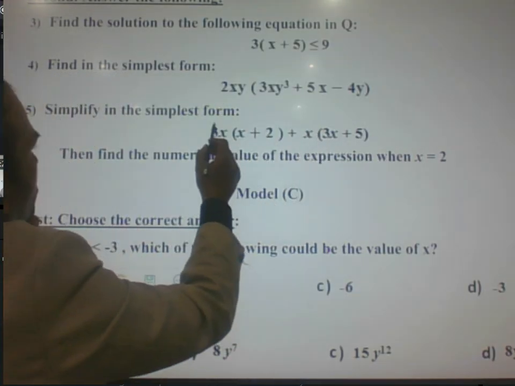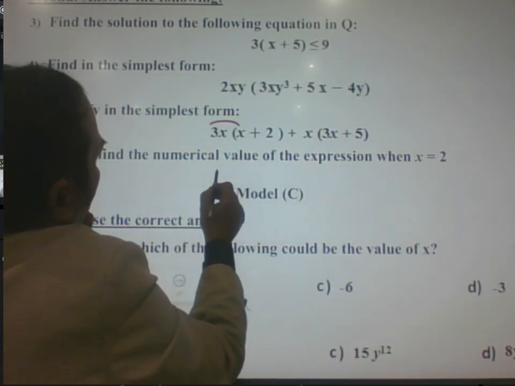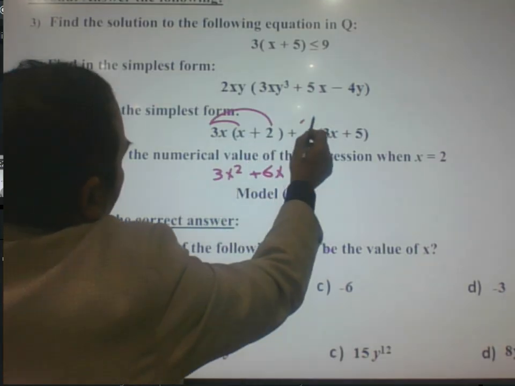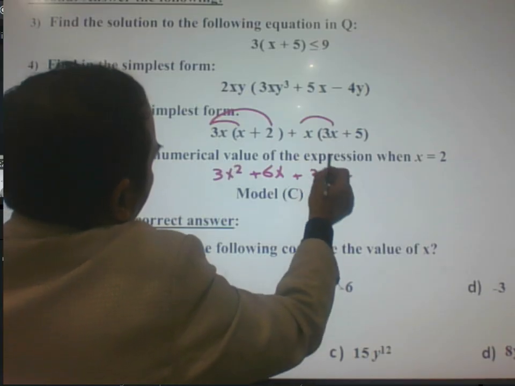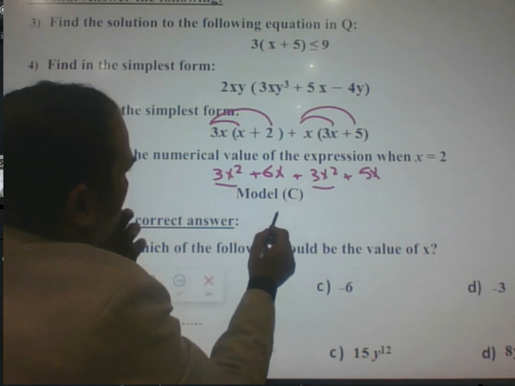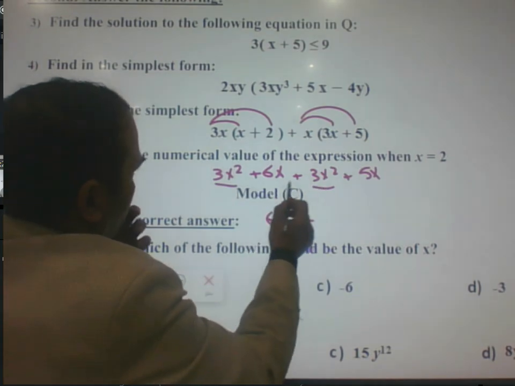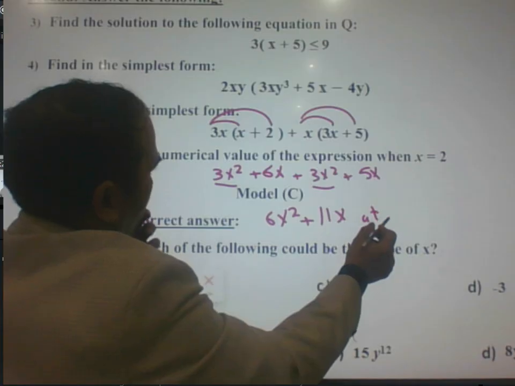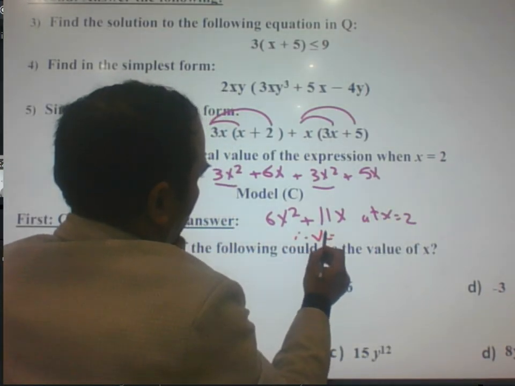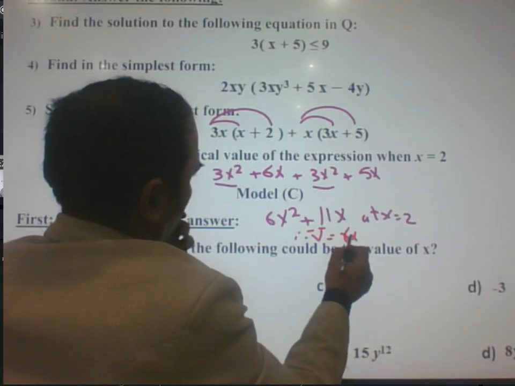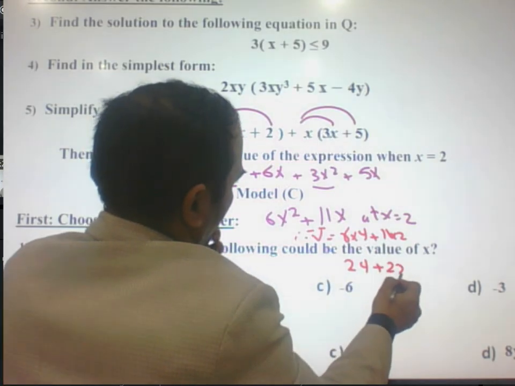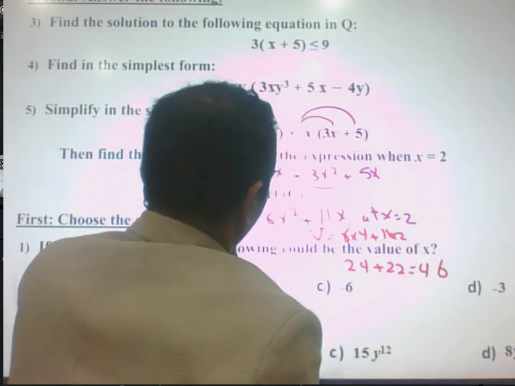Next question down, use the distributive property. 3x times x equals 3x^2, plus 3 times 2 equals 6x, and then x times 3x equals 3x^2, and x times 5 is 5x. Now we can simplify: 3x^2 plus 3x^2 equals 6x^2, plus 6x plus 5x equals 11x. Now we can find the value at x equals 2. We put the value in. Then the value will be 6 times 2^2, which is 4, plus 11 times 2. 6 times 4 is 24 plus 22. The answer will be 46.